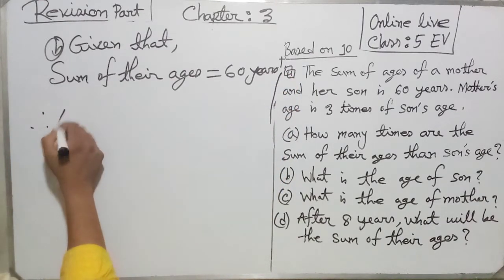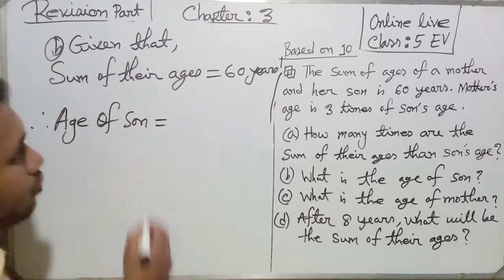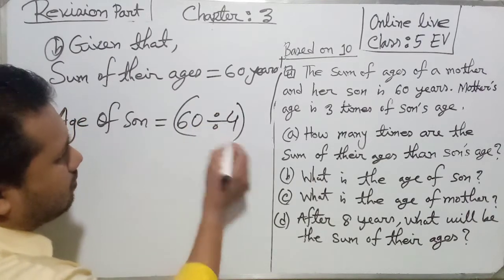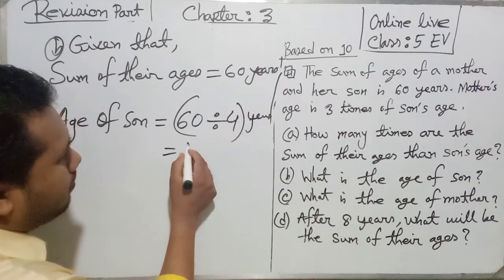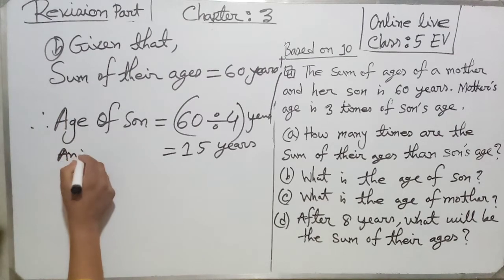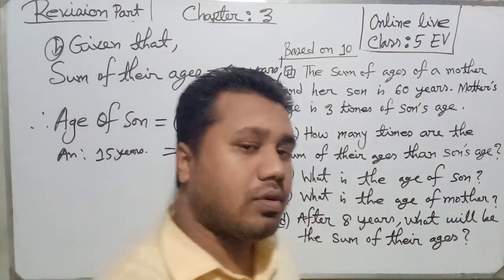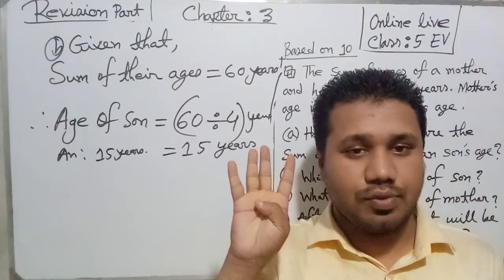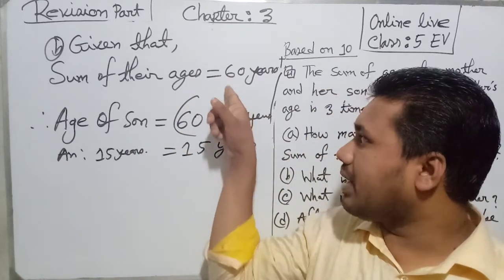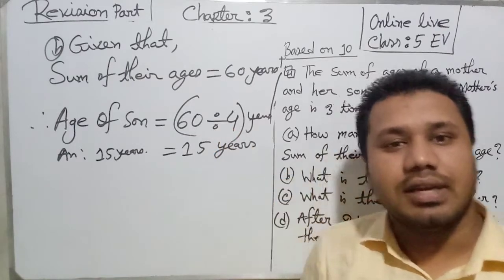So we can write, the age of the son will be 60 divided by 4 years. So it will be 15 years. So our answer is 15 years. Why divided by 4? Because the sum of their ages is 4 times. From here we get 4 times, and this also indicates the sum of their ages. Now if we divide this 60 by 4, then we will get 15. So this 15 indicates the age of the son.